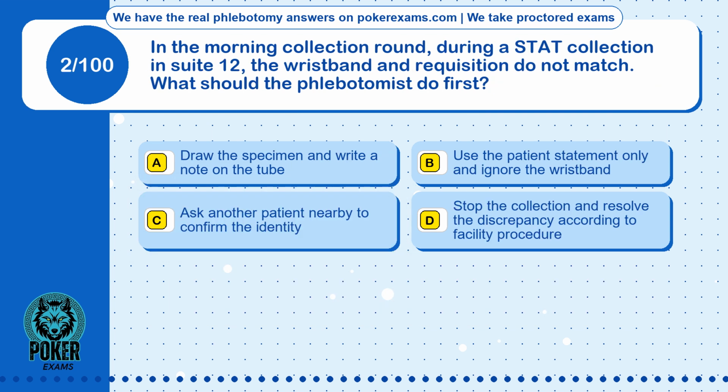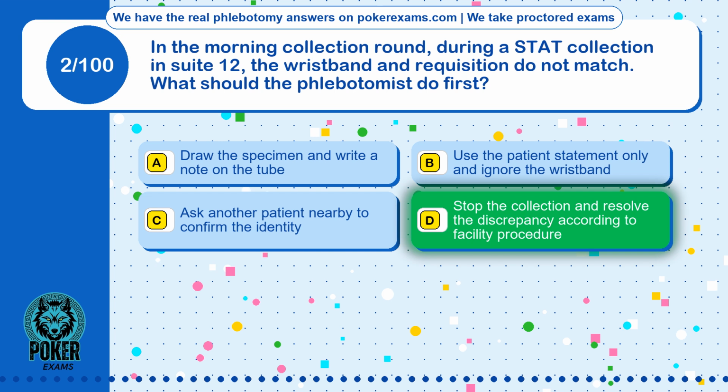Question 2. In the morning collection round, during a stat collection in Suite 12, the wristband and requisition do not match. What should the phlebotomist do first? Option A. Draw the specimen and write a note on the tube. Option B. Use the patient statement only and ignore the wristband. Option C. Ask another patient nearby to confirm the identity. Option D. Stop the collection and resolve the discrepancy according to facility procedure.